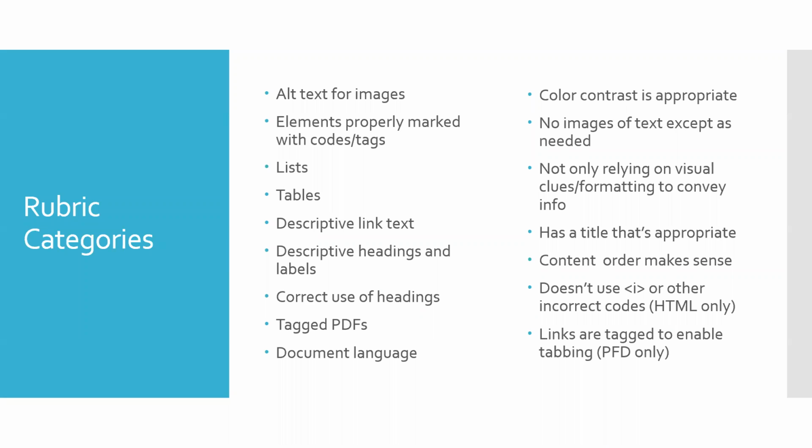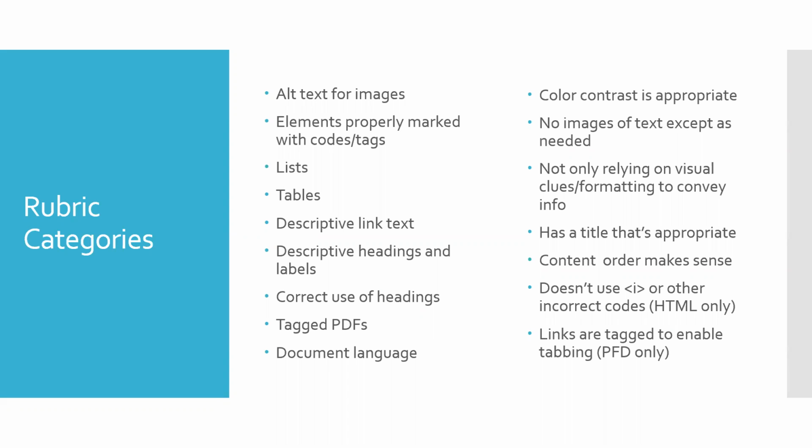For PDFs, were they tagged? They have to be tagged if they're going to be accessible. Did the document have a set language? That seems really easy, but it doesn't always happen. Was there enough color contrast for all sighted users to be able to distinguish? No images of text except as needed. So don't take a screenshot of, say, a table and use that. It's not accessible. Don't rely on visual cues or formatting to convey information.